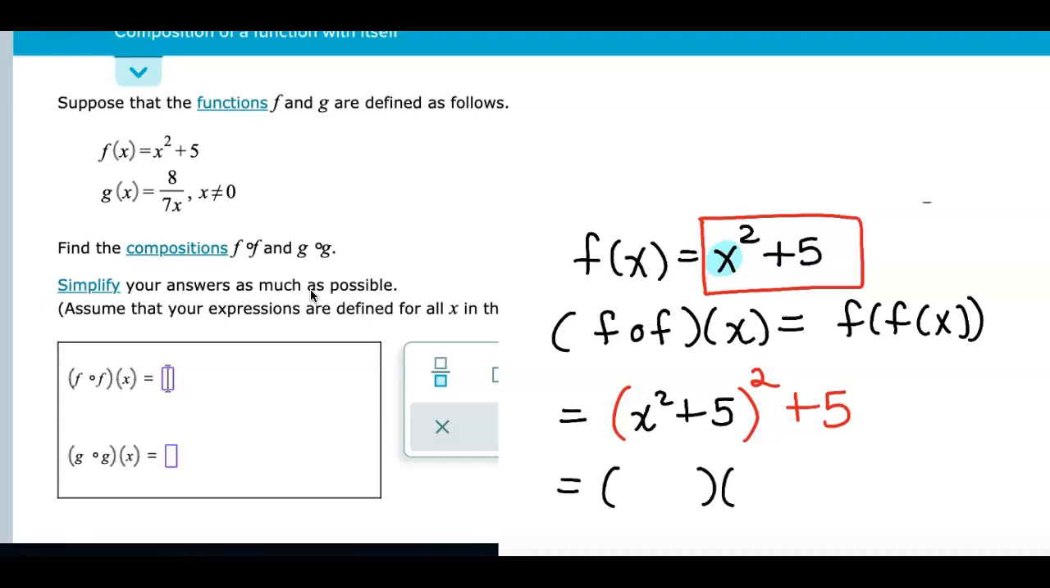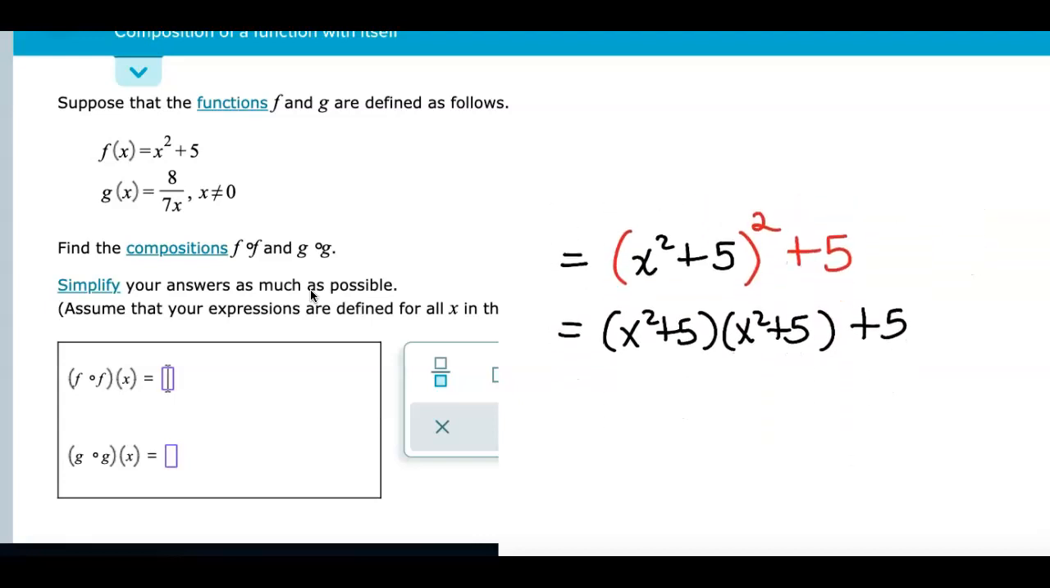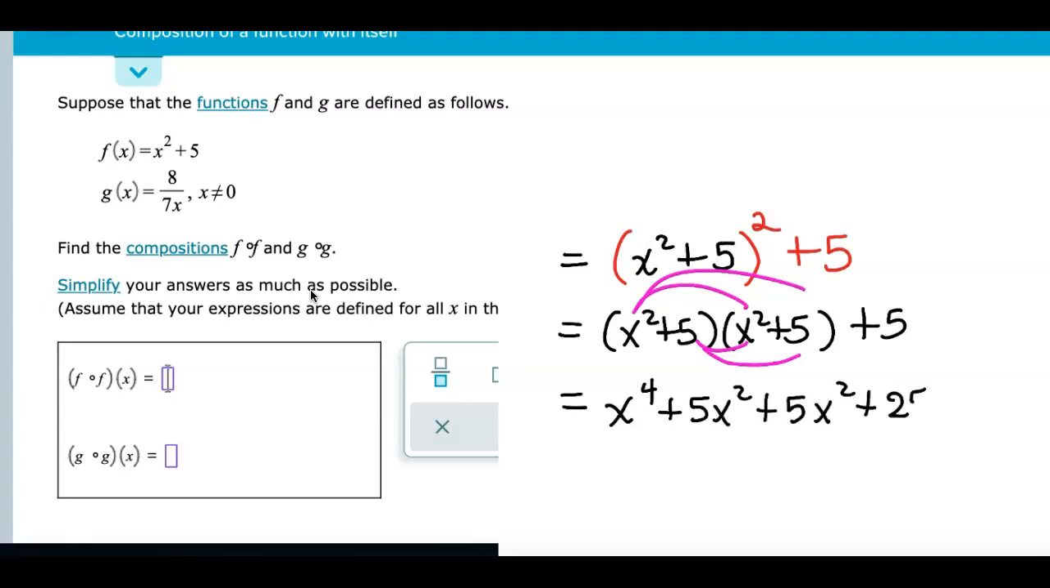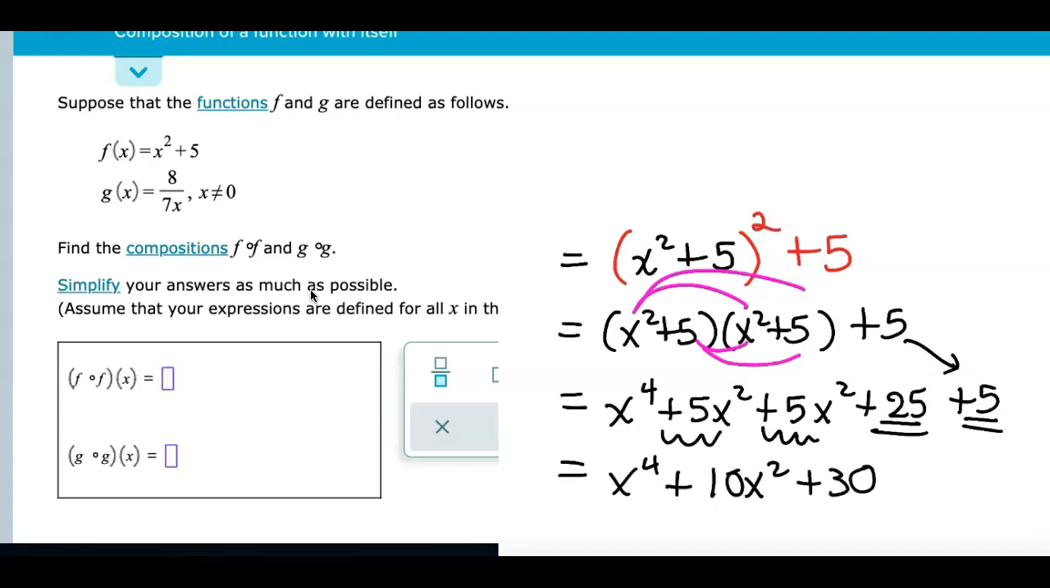So we will go ahead and expand this, which is x squared plus 5 times x squared plus 5. Let's go ahead and practice the FOIL. This will be x to the 4th power plus 5x squared plus another 5x squared plus 25. I bring down my plus 5, and then we're ready to combine the like terms. X to the 4th power plus 10x squared plus 30. So that's the answer for f composed with f of x. X to the 4th power plus 10x squared plus 30.